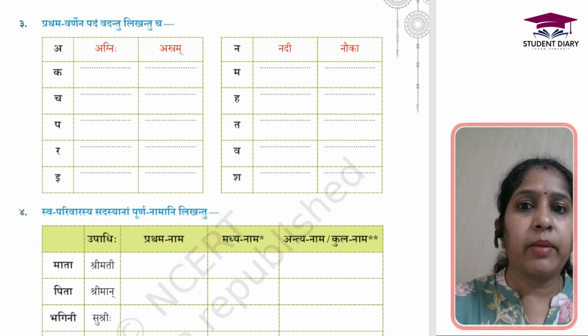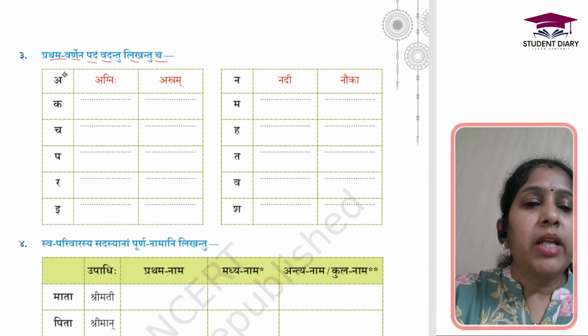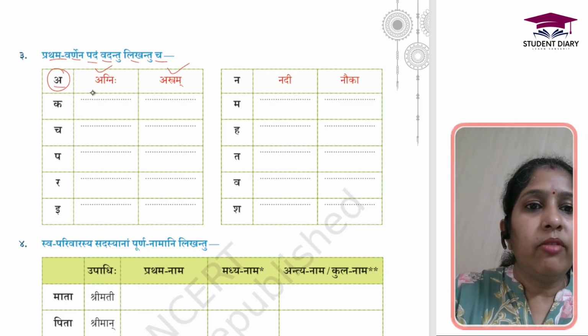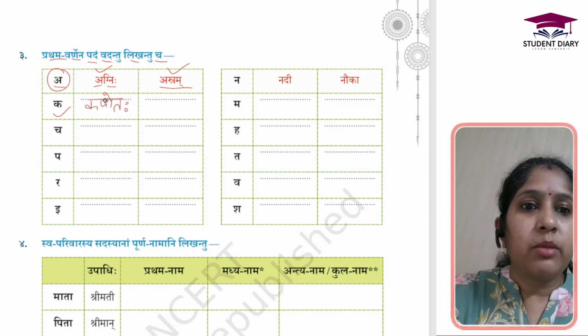Now let's go for the next one. They are talking about Pratham Varnain Padam Vadantu Likhantu Cha. So with the help of the first letter, you have to make some more words. Like with A, we made Agnihi, and then Astram. Then with Ka, what do you want to make? Anything that is your choice. Whatever you want to make, you can make. I am making Kapotaha, and Kapotaha is pigeon. We did it already. Then I can write Kamalam. Kamalam means the lotus. We know this, easy.